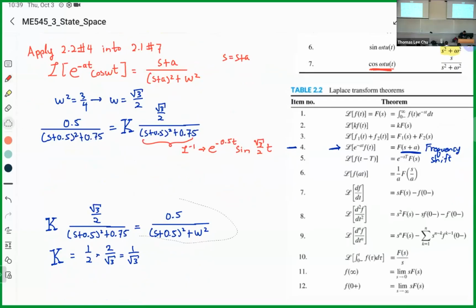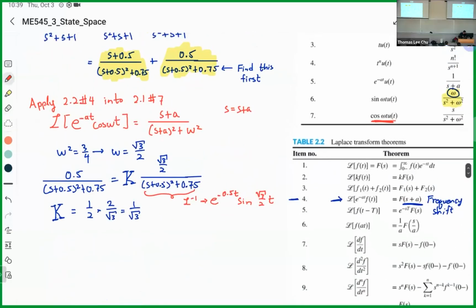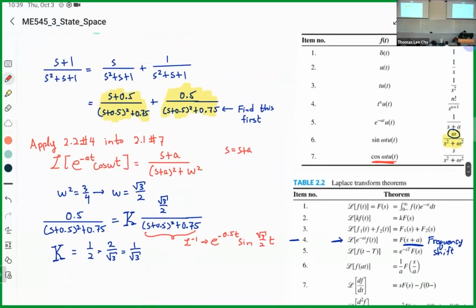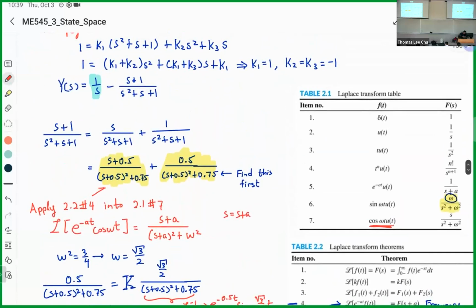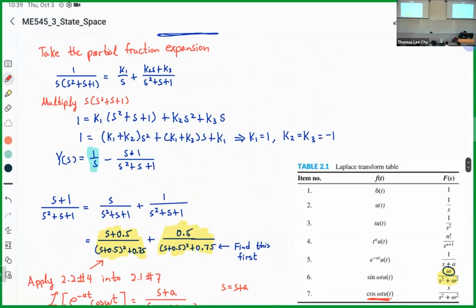So that's what I did here. And then we find that k is equal to 1/√3. Okay, so now that we know that, we just need to plug these two back into, let's see, this equation here.